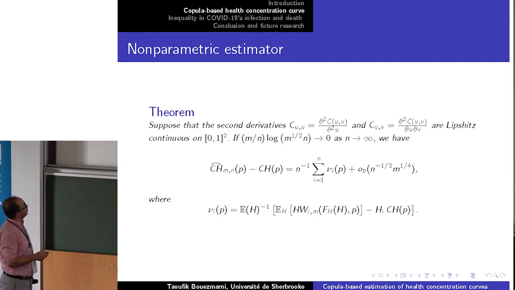So that's what we use to establish this asymptotic representation of the non-parametric estimator. As you can expect, the convergence rate here depends on the bandwidth parameter. So M, remember, plays the role of the bandwidth parameter in the Bernstein copula.